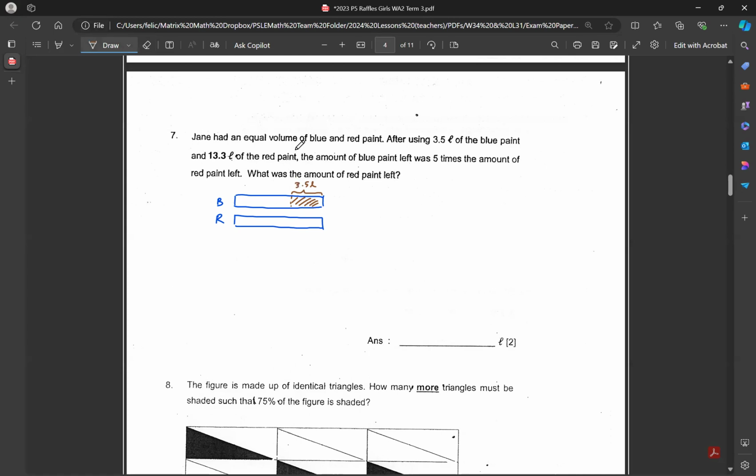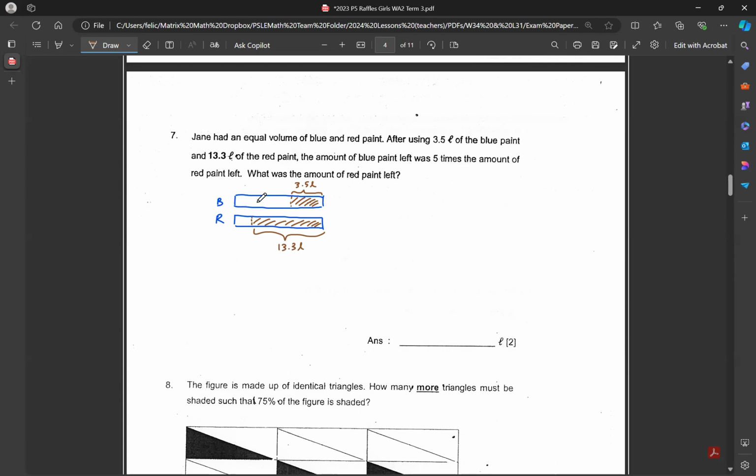Okay, now for the red paint, we need to shade off 13.3. 13.3 is a lot larger, so let's exaggerate the size a bit, this brown shaded part. Okay, so this is our 13.3 liters. Now at the end, they say the amount of blue left was 5 times of the red left.